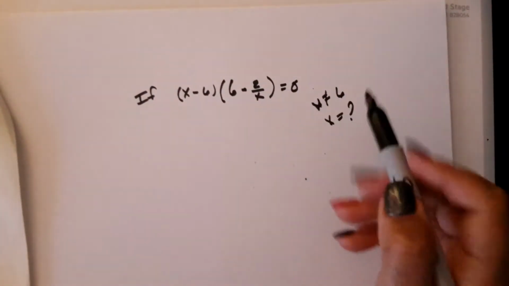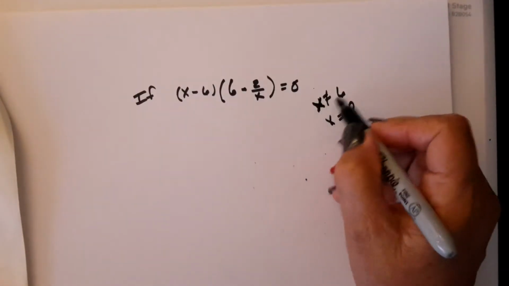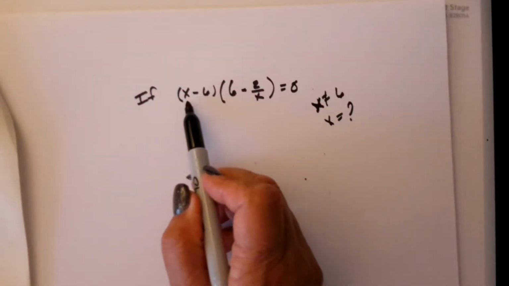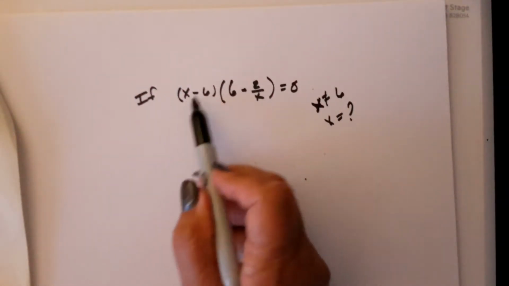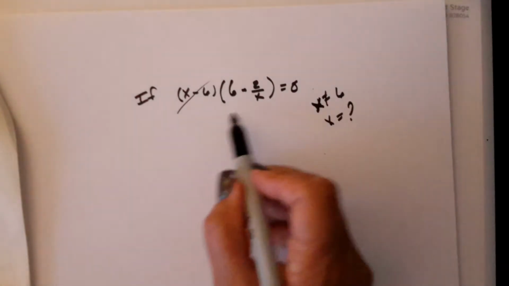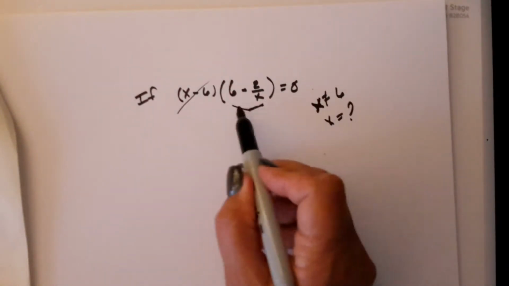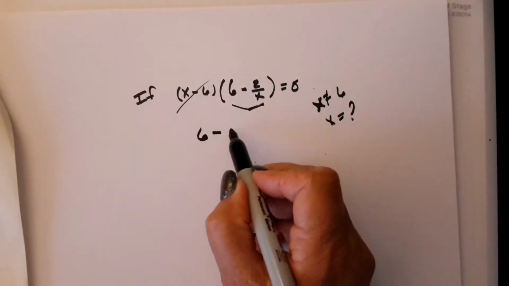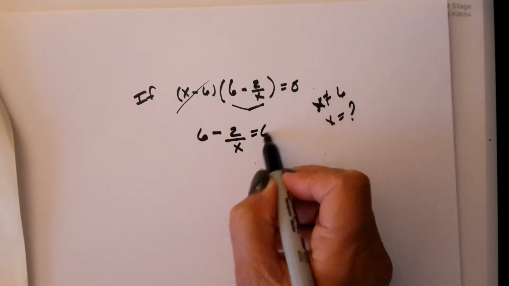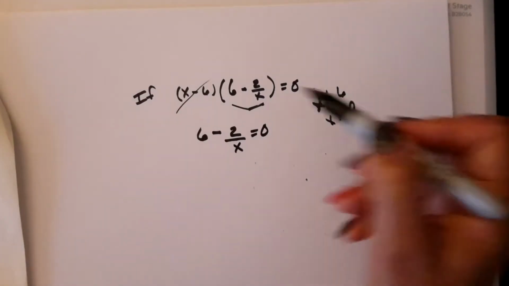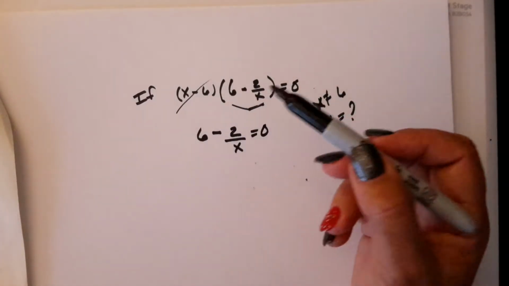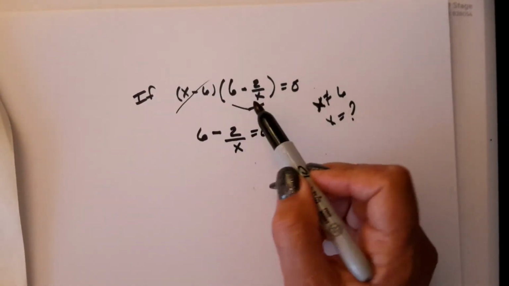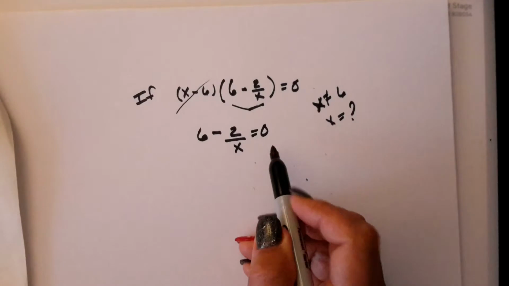The challenge here is that they're telling you that x cannot be 6. If x cannot be 6, that means that I cannot put a 6 here. If I cannot put a 6 here, this will never become a 0. So I'm just going to deal with this part of this equation and see how I can make 6 minus 2 over x equal to 0. Because if I cannot plug in 6, and 6 would make this 0 and would be one solution, then I have to work with this term right here. So 6 minus 2 over x equals 0.